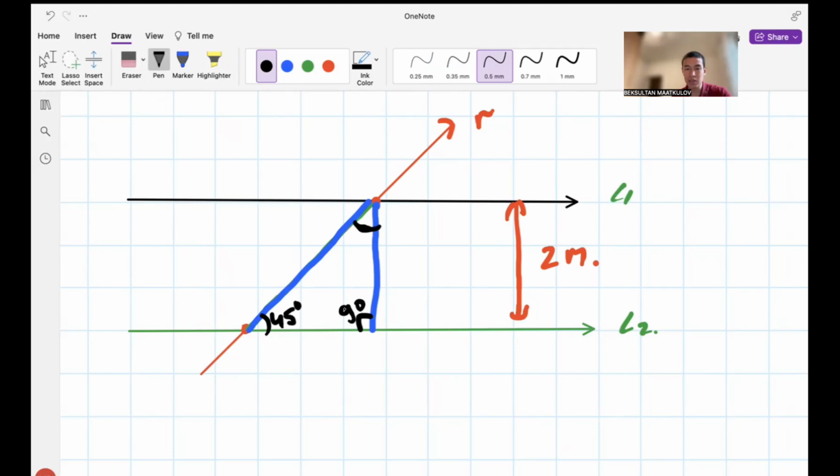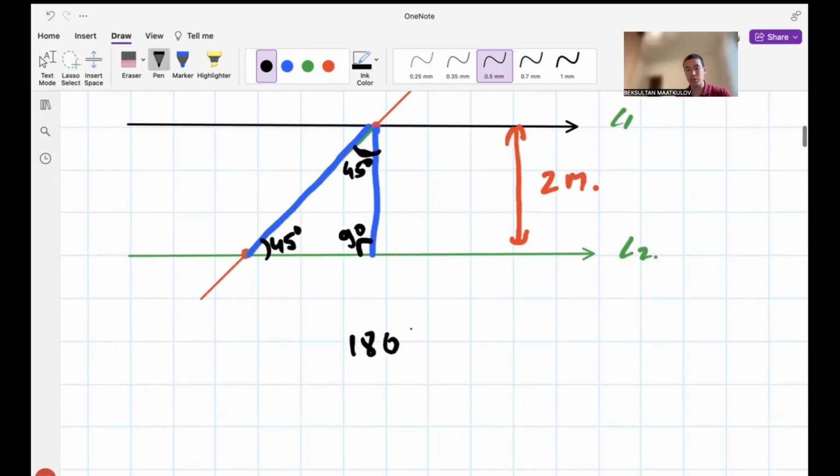If this is 90, if this is 45, this is also 45, because the sum of the angles is 180. And this is the sum of three angles, right? You just subtract from 180 the 90 and the 45, and you'll have 45.